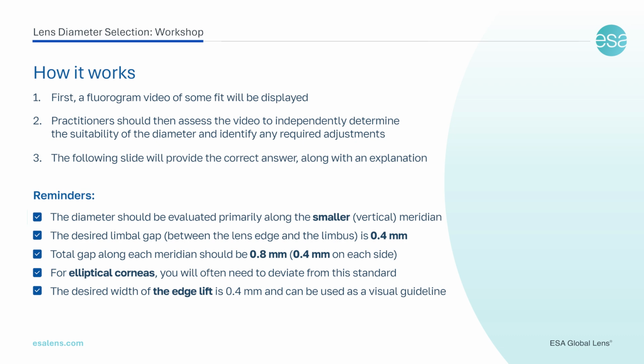As a reminder, the diameter should be evaluated primarily along the smaller, the vertical, meridian. The desired limbal gap is 0.4 mm, meaning that the total limbal gap along each meridian should be 0.8 mm. That is, 0.4 mm on each side. For elliptical corneas, you will often need to deviate from this standard. The 0.4 mm width of the lens edge can be used as a visual guideline to judge the limbal gap.